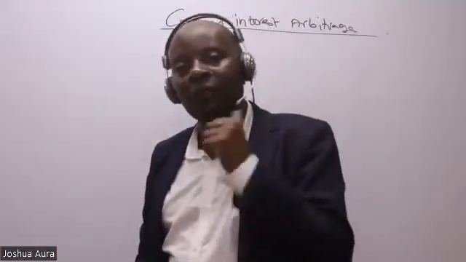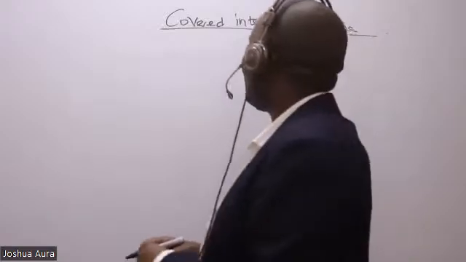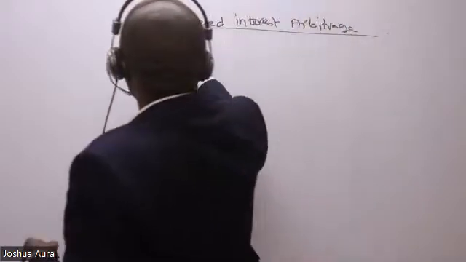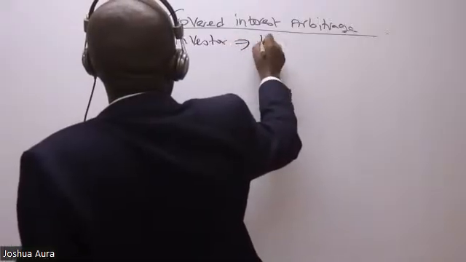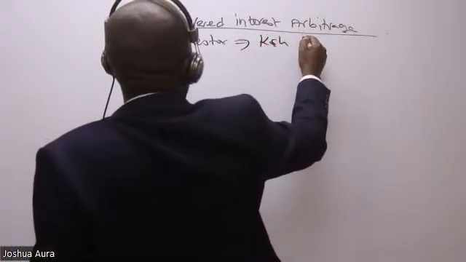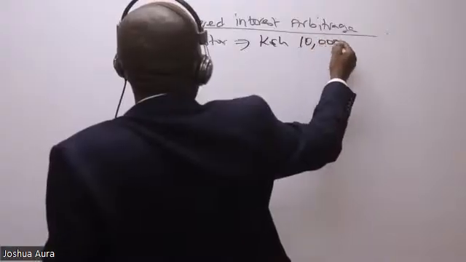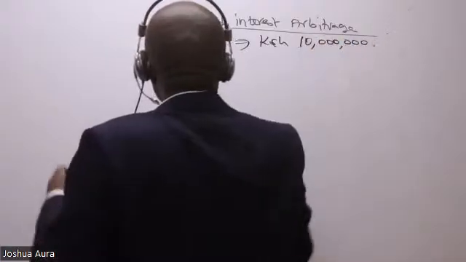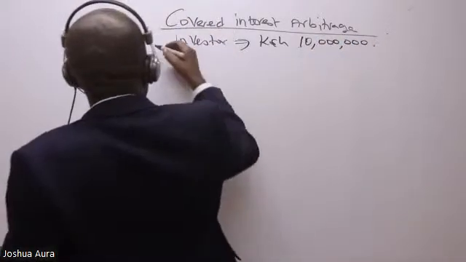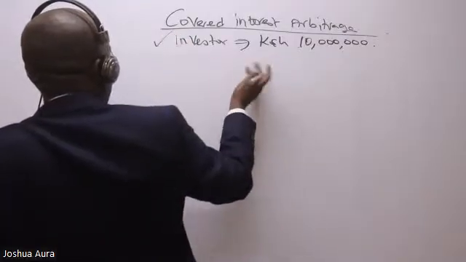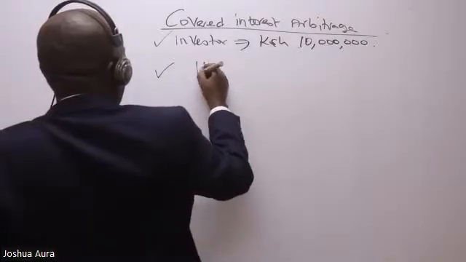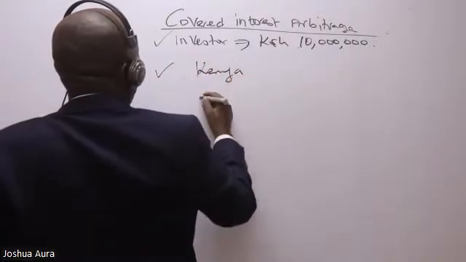And here I would want to use the example that is in that video. This example that is in that video, remember we had an investor, if you remember. The investor had how much? The investor had Kenya shillings, not 6 million, but 10 million. In this case here, he has got two countries where he can invest the 10 million. He can invest this in Kenya or in Uganda.